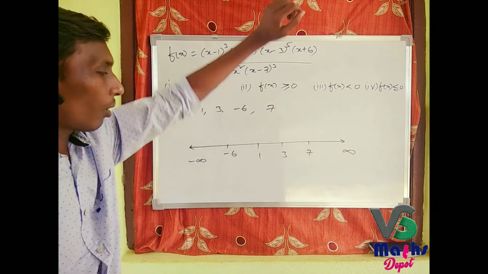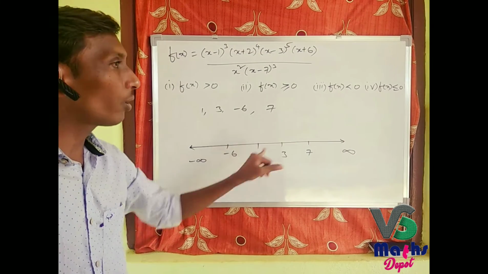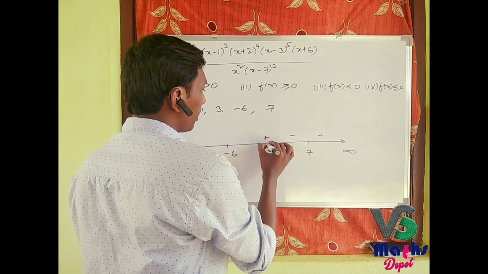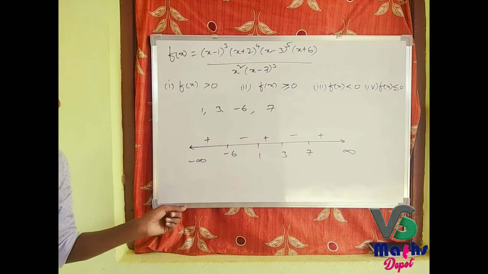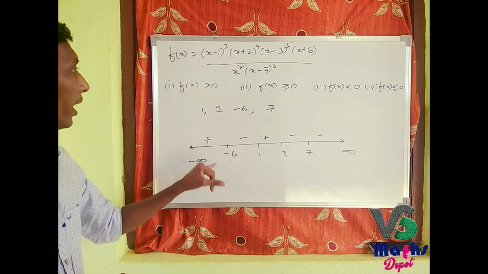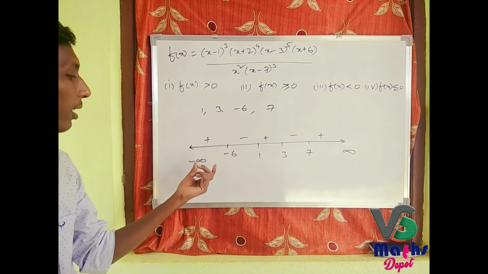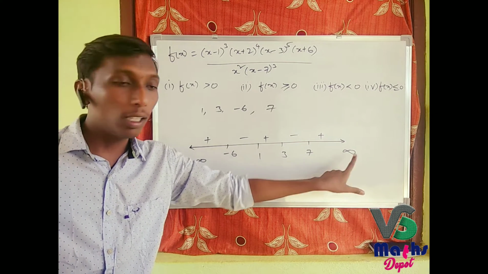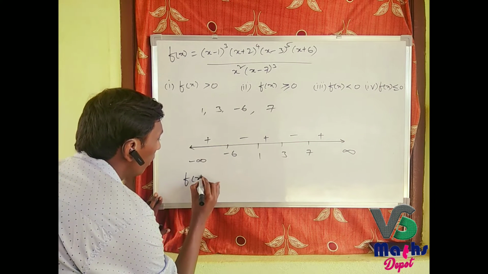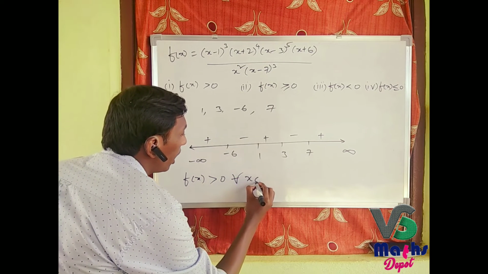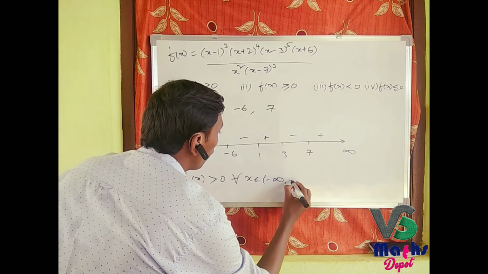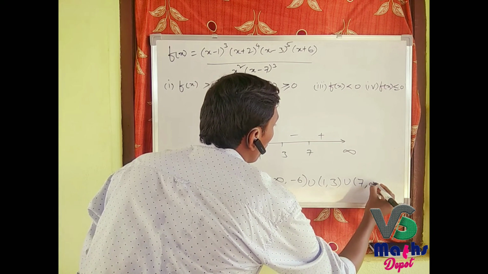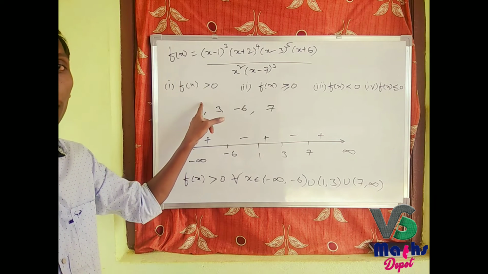From right side to left side, we give positive and negative signs alternately: plus, minus, plus, minus, plus. From this we can say that f of x is greater than 0 when x is from minus infinity to minus 6, 1 to 3, and 7 to infinity. Therefore f of x is greater than 0 for all x belonging to minus infinity to minus 6, union 1 to 3, union 7 to infinity. First one is over.